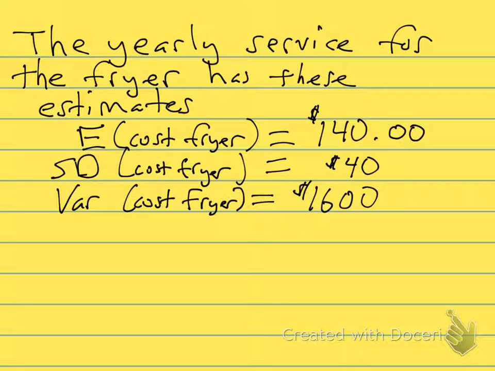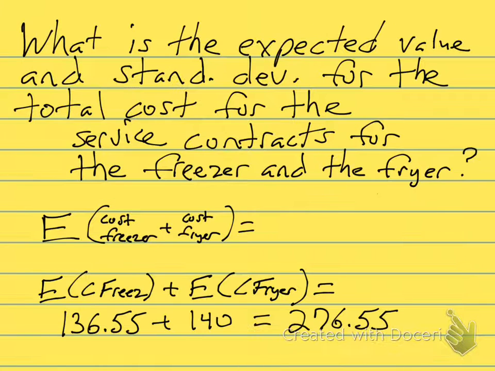Information about the fryer is that the expected cost for the fryer is $140. The standard deviation for the cost of the fryer is $40. So the variance for the cost of the fryer would be $1,600. So now we're asking what's the expected value and standard deviation, expected cost, and the standard deviation of the cost for the freezer and the fryer.